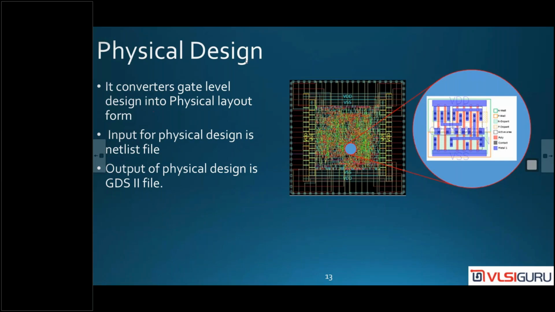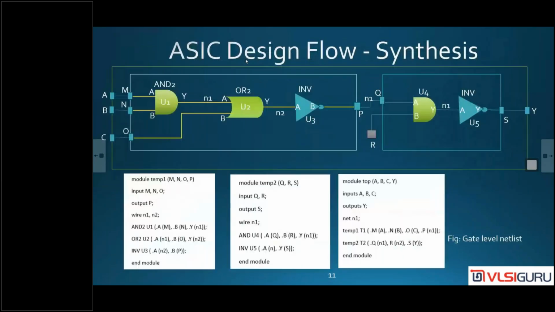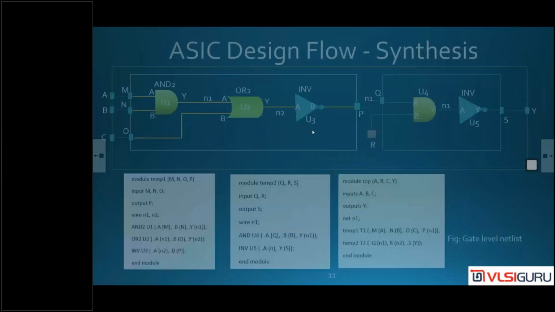Now the role of physical design is, in the netlist we have a gate level design. Convert that to what? Convert that to layout level. So every transistor should be replaced with layout. This connection, whatever you're seeing, should be replaced with metal layers. That is the process physical design engineers do.